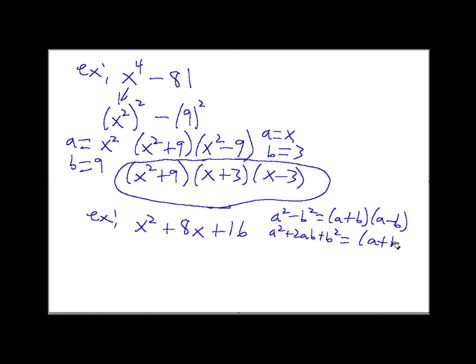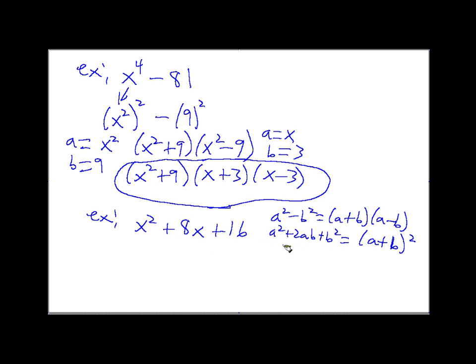A plus b quantity squared. Okay. So I'll leave off the third one since this is going to be of the second type here. I hope you can recognize that. Now, first of all, how do I recognize that this is going to be of the second type? How do I know that this is of this trinomial here?